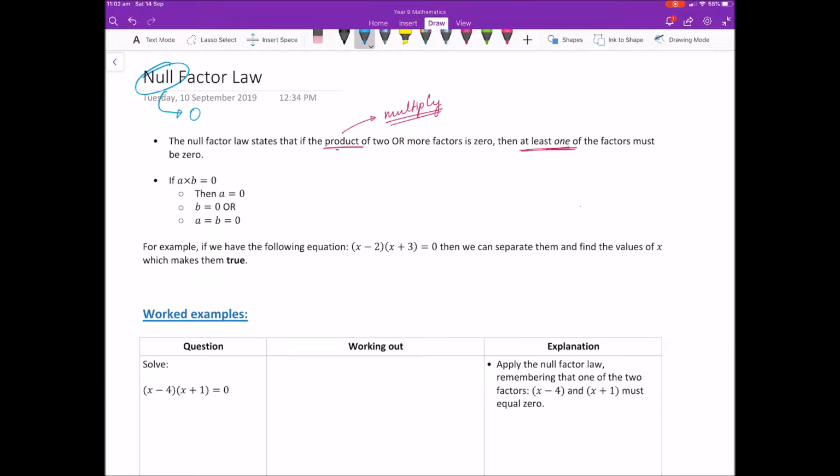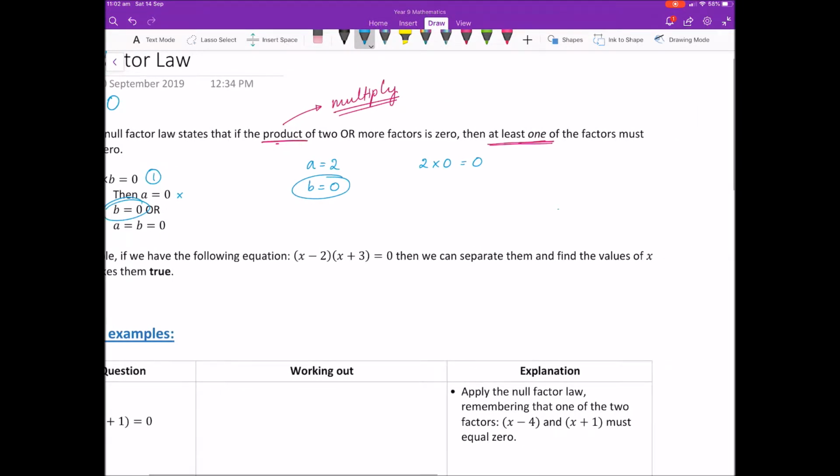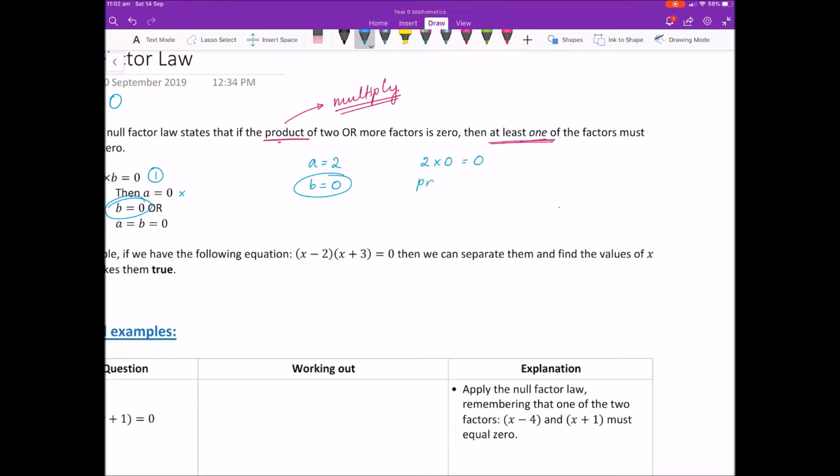So again, if this is quite complicated to sort of navigate or make sense of, let's actually define these terms with numbers. So let's say that a is equal to 2 and b is equal to 0. So doing step 1, a times b must equal 0. So 2 times 0 proves that it equals 0. So now, even though a does not equal 0, we know that b equals 0, because we defined it as that.